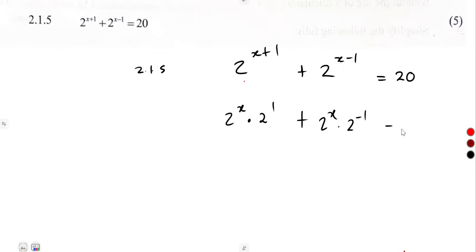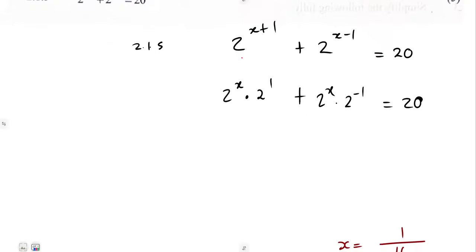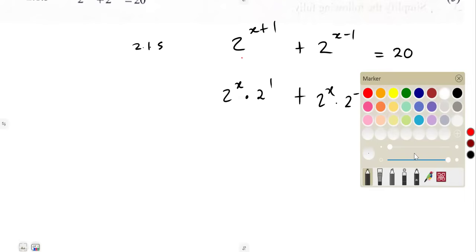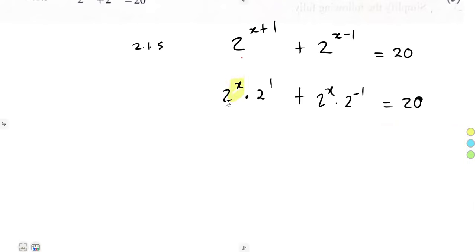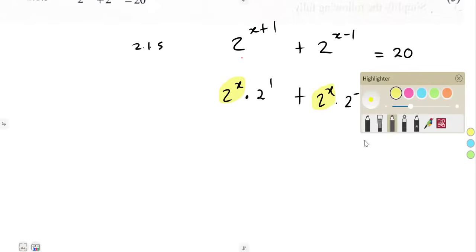Negative 1. And that's equal to 20. All right. We do understand that here we can just factor out the 2 to the exponent of x, which is common. Actually, it is a common term that you have. So you can simply factor it out as we are under addition. So this can be factored out.